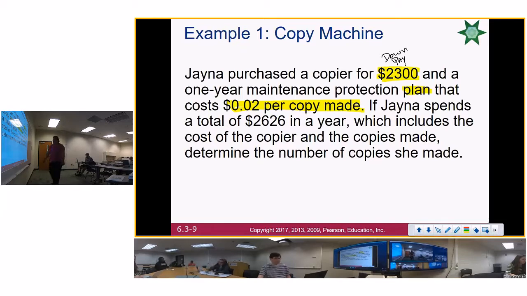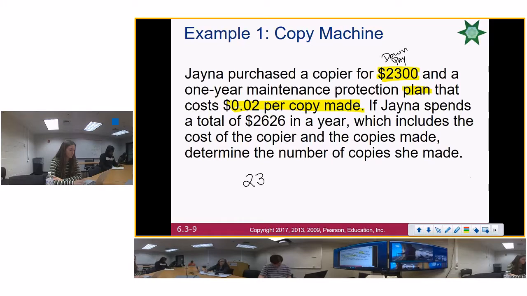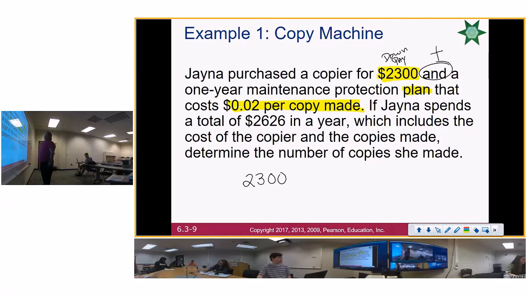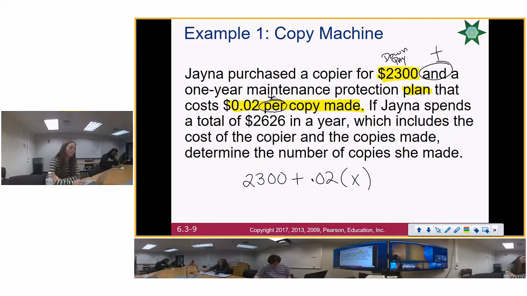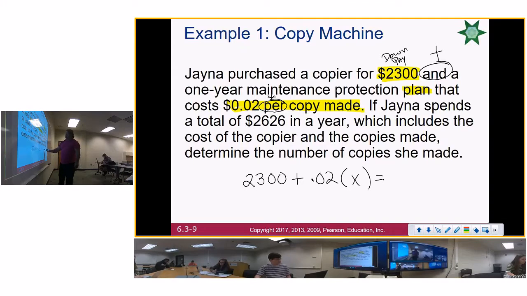This is how you do it. The down payment goes first, $2,300, and a one-year maintenance protection plan, and means plus 2 cents per copy. Per, in this context, means multiplication, because you're paying 2 cents per copy. If Jaina spends $2,626, how many copies did she pay for?